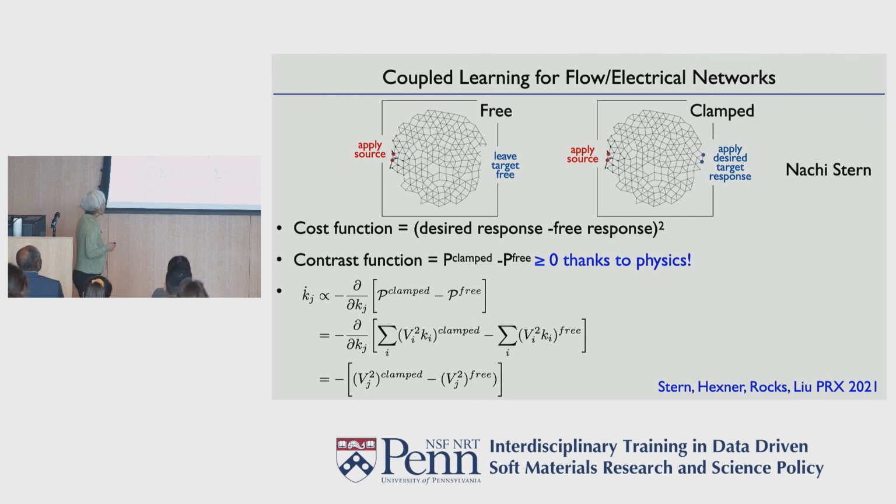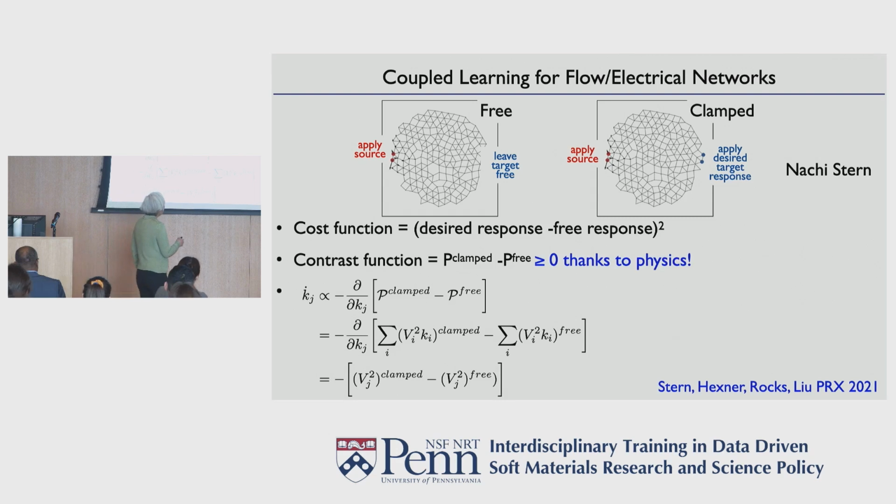So the idea is to take from contrastive learning. So remember, our learning cost function was, let me first define what I mean by the free boundary condition. The free boundary condition is that I just apply the pressure drop I want at the source, okay? So I apply a pressure drop of 1 at the source, and then I leave the target free to be what it wants, okay? And generally, it's not going to be the value that I want, okay?